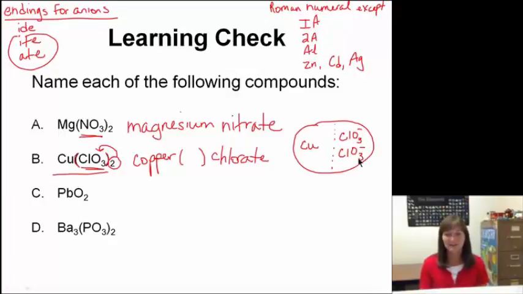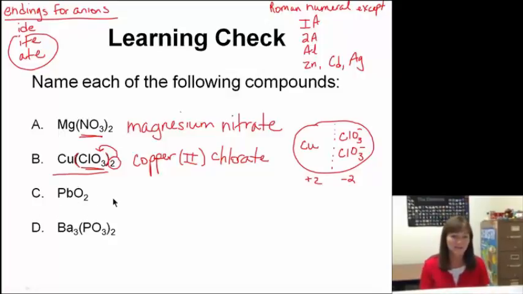So now we can do our math. My anions are bringing in a total of -2 charge, so my cations need to bring in a +2. And I only have 1 copper, so that 1 copper must be carrying that whole +2 charge. I don't have to divide that positive charge up amongst more cations. So that's the copper 2 chlorate.